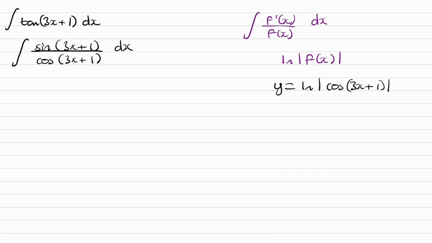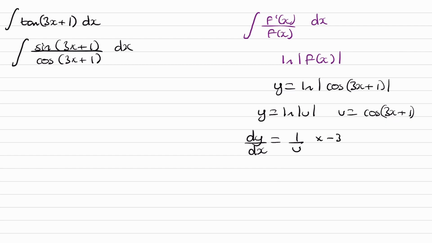So let's differentiate this to find out what factor we have to put in front so that this will differentiate to make what we have here. So use the chain rule. y is ln u, where u is cos of 3x plus 1. Differentiate each part and times them together. The differential of ln u would just be 1 over u, and the differential of cos of 3x plus 1 would be minus 3 lots of sine of 3x plus 1.